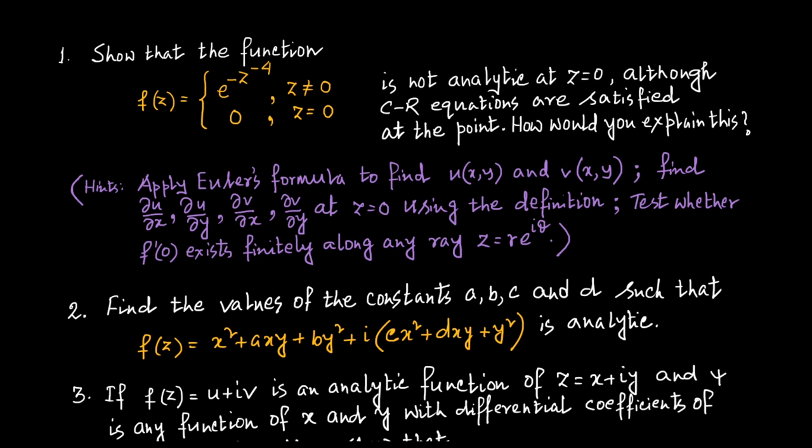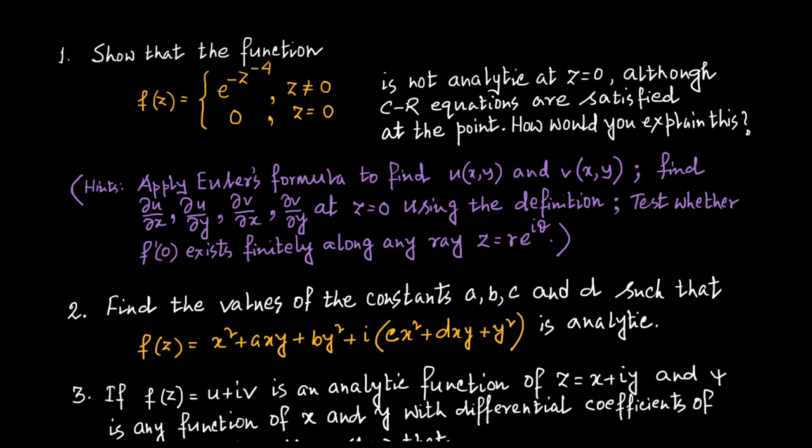Now, these five problems will remain as your homework or home assignment, which are like the previous problems that we have solved. You can see that the first problem is: show that the function is not analytic at z equals 0, although Cauchy Riemann equations are satisfied at the point. How would you explain this? Now, this function is looking a bit tricky. That's why I have given you some hints also.